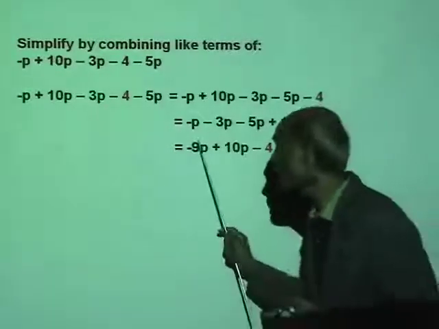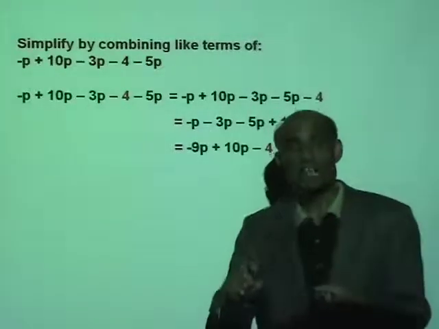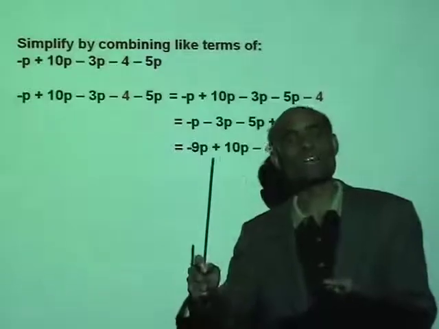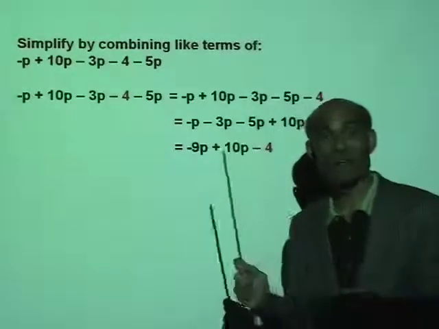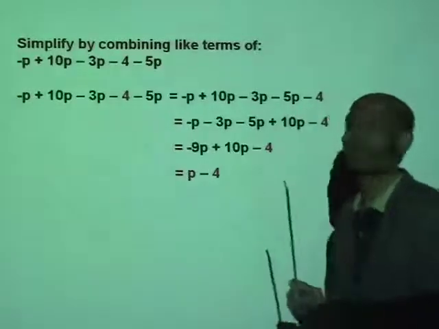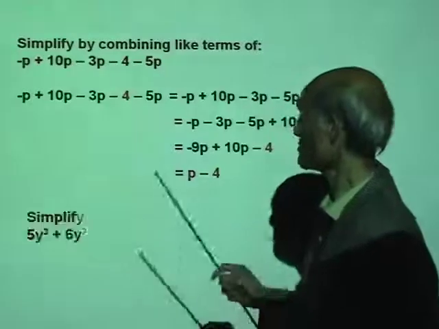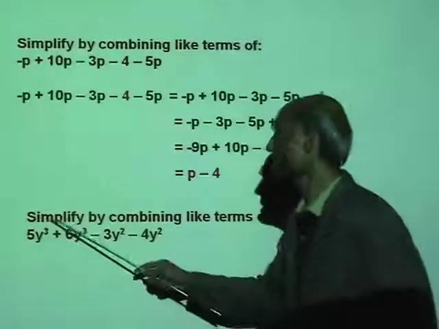Okay? Now, what is negative 9p plus 10p? Negative 9 plus 10 is positive 1. That will be positive 1p minus 4 is the answer. Okay? Let's move on and do another one.